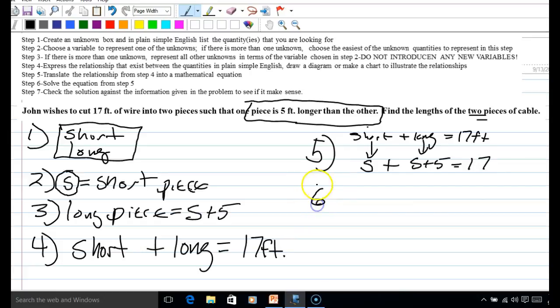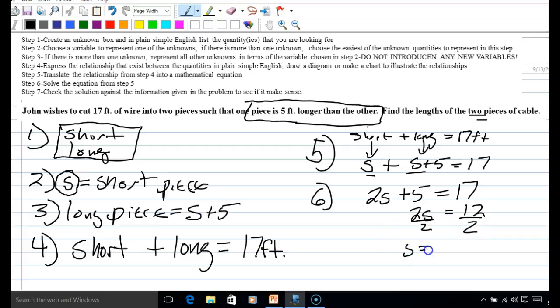Now once you have that equation, the rest of it is straightforward, just like we have done in the previous sections of solving linear equations. So S plus S is 2S. 2S plus 5 is equal to 17. Subtracting 5 from both sides, I have 2S is equal to 12. Dividing both sides by 2, I get S is equal to 6. And you should label this as actually 6 feet.